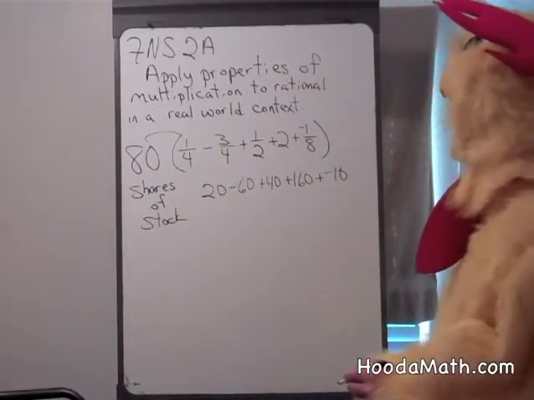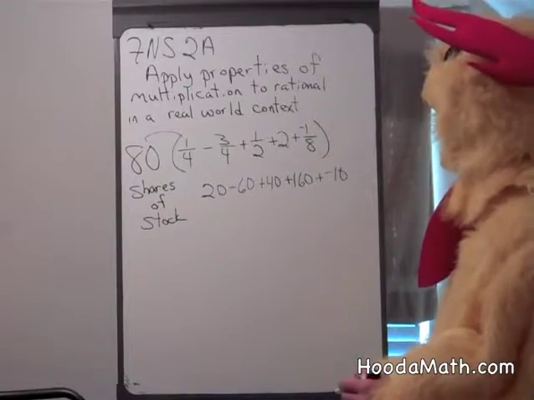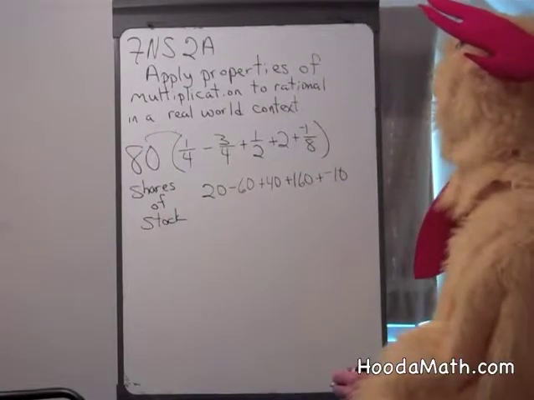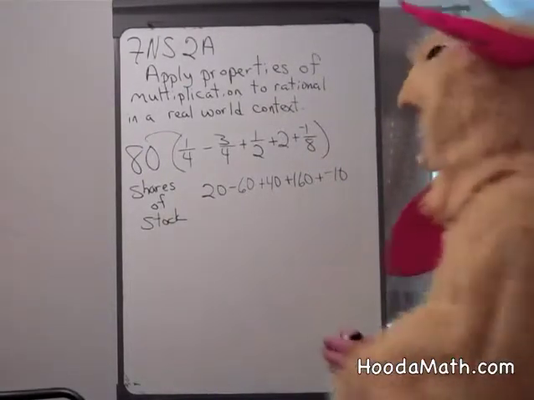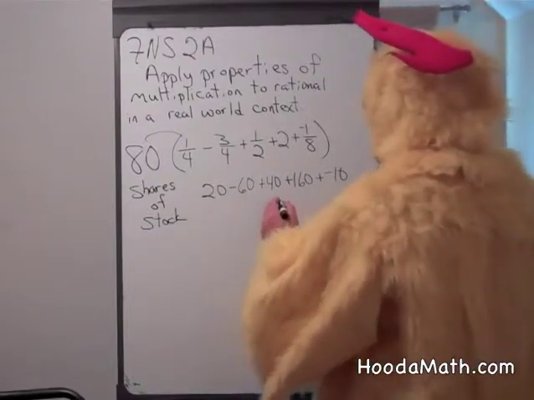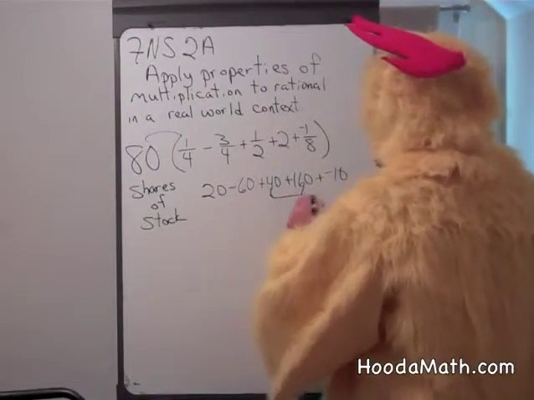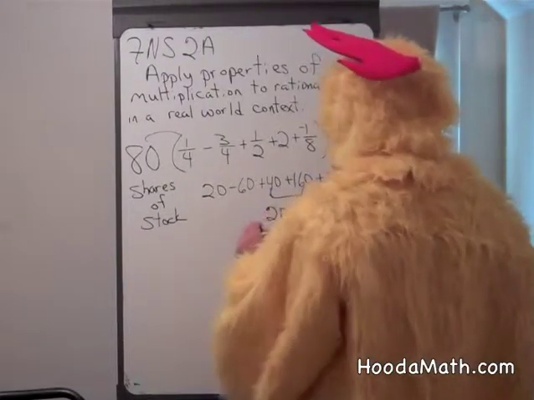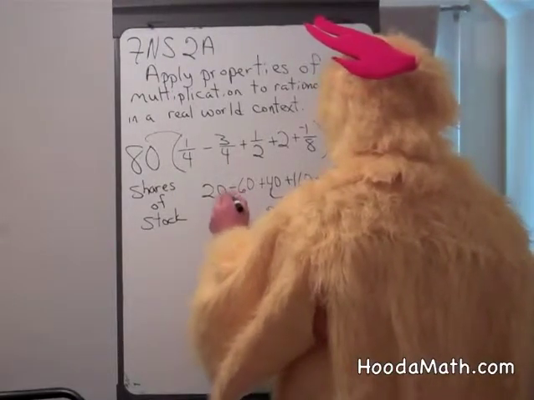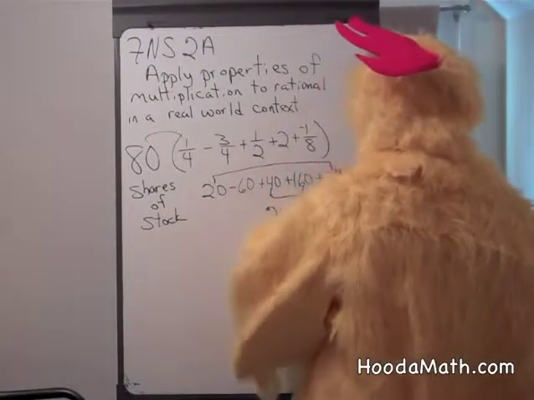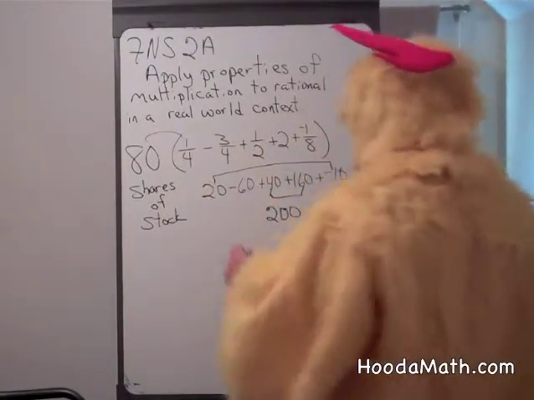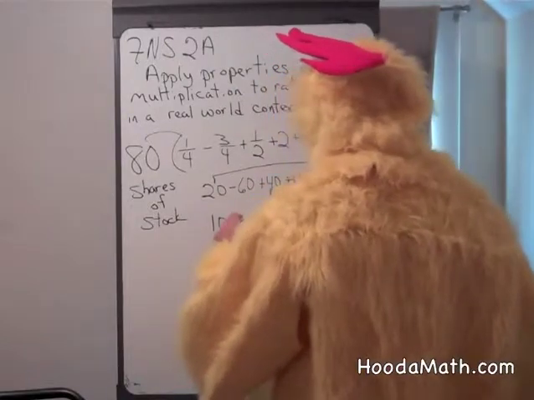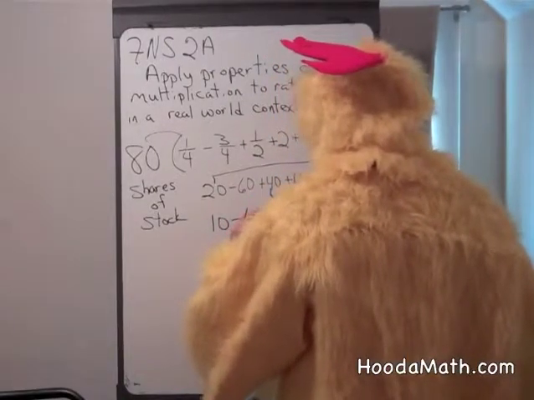Are there any numbers that are opposites? No. But there are numbers that we could group together easily. So we're going to use those numbers to associate. 60 plus 160 is 200. 20 plus negative 10 is 10 minus 60.